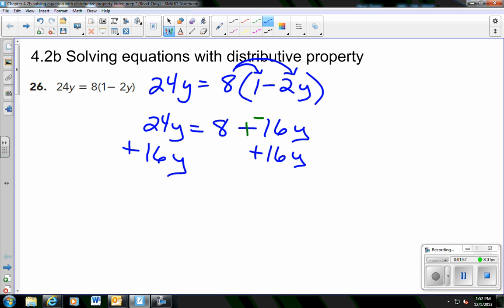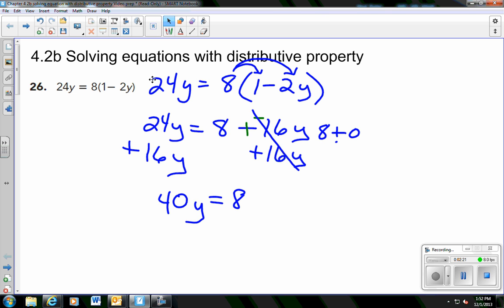So on the left side here, 24 plus the 16 will give us 40y. 24y's plus 16y's, those are like terms, so we can add them, will equal 8. The negative 16 and positive 16y's cancel each other out because they equal 0. So really what you're left with is 8 plus 0, which is the 8 that we brought down.